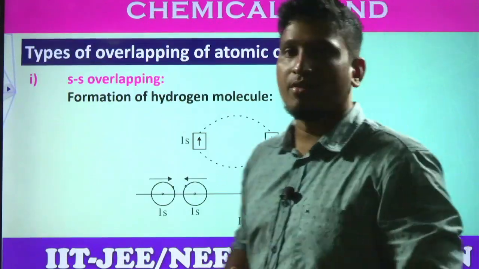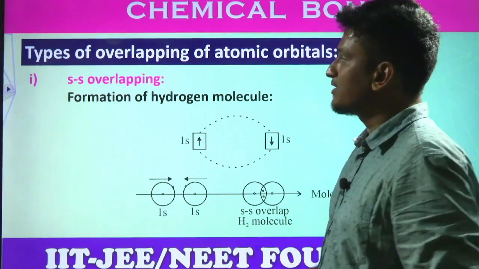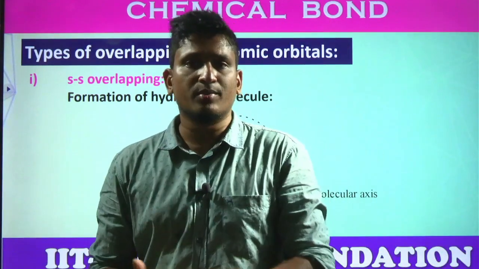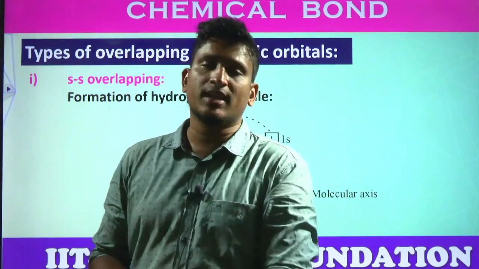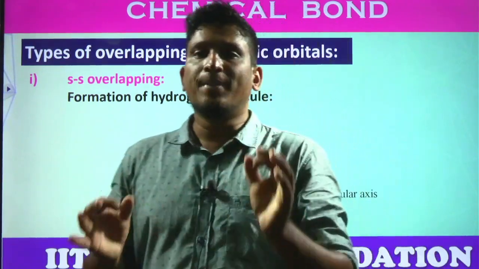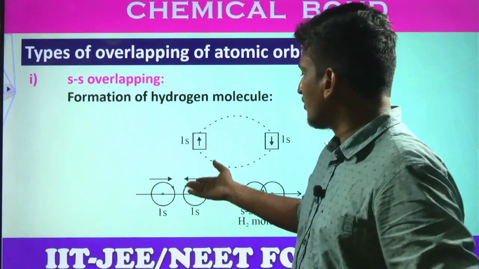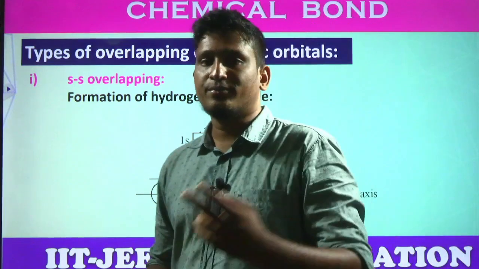So look at the types of overlapping. Let's see how sigma and pi bond formations take place. So first, between s and p orbitals, what are the possible combinations we can expect? SS combination, SP combination, as well as P and P combination. First we have S and S overlapping, students. So the best example is hydrogen gas, made up of 2 hydrogen atoms.